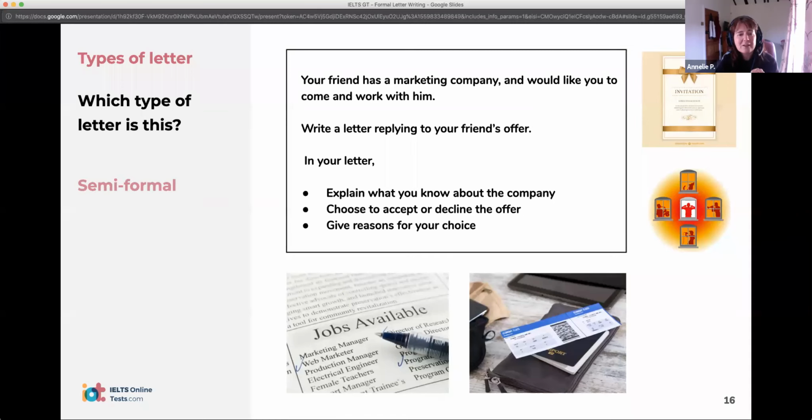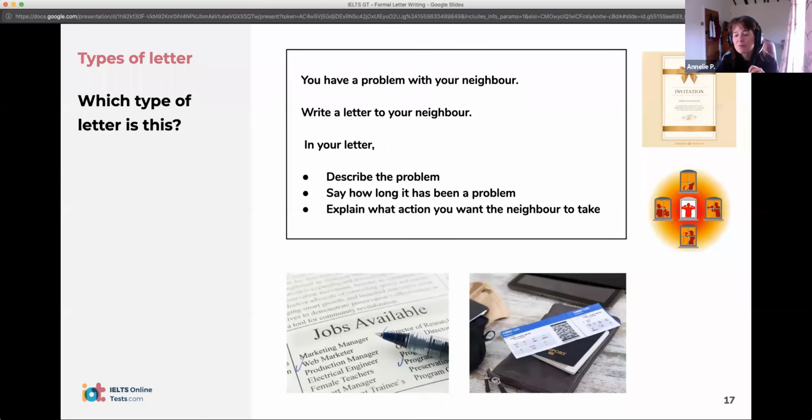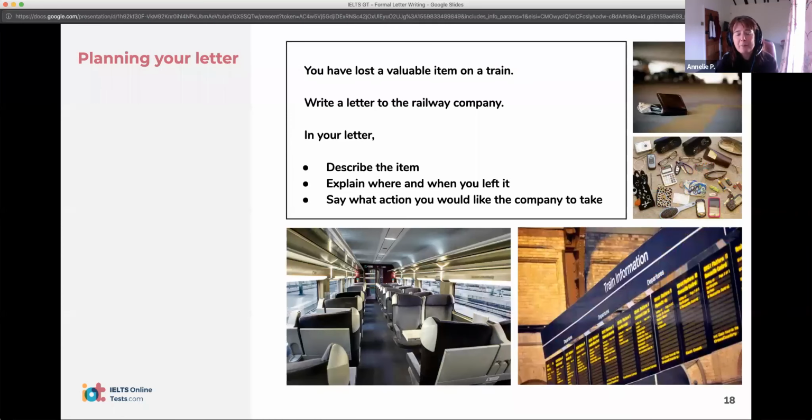Okay, very good. All right, and how about this one? You have a problem with your neighbor. Yes, semi-formal, guys. Yeah, so again, you know the person, but it's not a happy letter that you're writing here. You're going to have to be quite formal, to keep the relationship right. Yeah, so this is a very good example of a semi-formal letter that you might have to write.